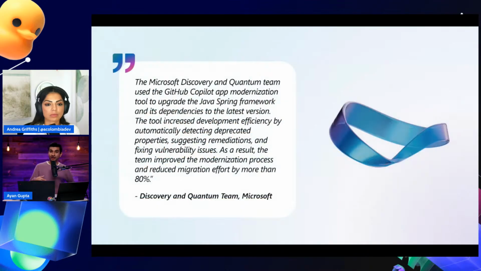Not only are external customers using it, even within Microsoft we are using this tool. The Microsoft Discovery and Quantum team use the GitHub Copilot App Modernization tool to upgrade the Java Spring framework and its dependencies to the latest version. The tool increased development efficiency by automatically detecting deprecated properties, suggesting remediations, and fixing vulnerability issues. As a result, the team improved the modernization process and reduced migration effort by more than 80%.